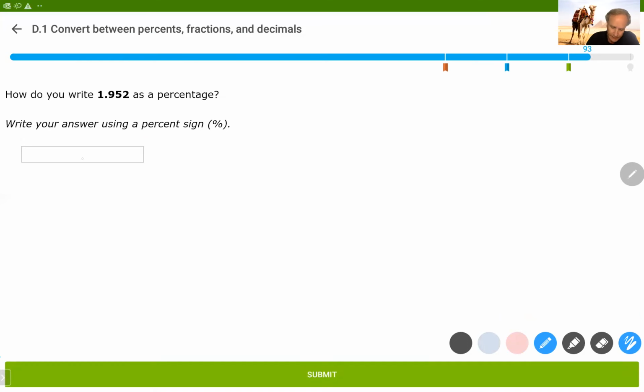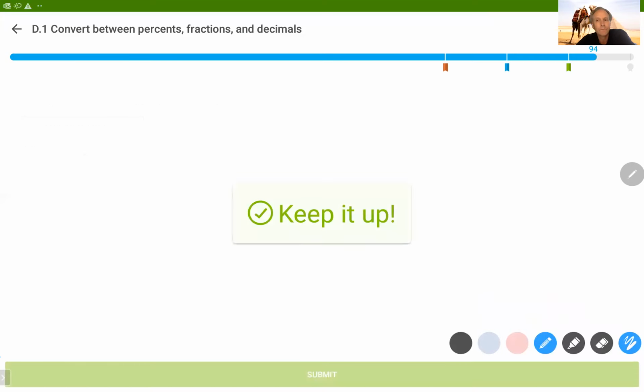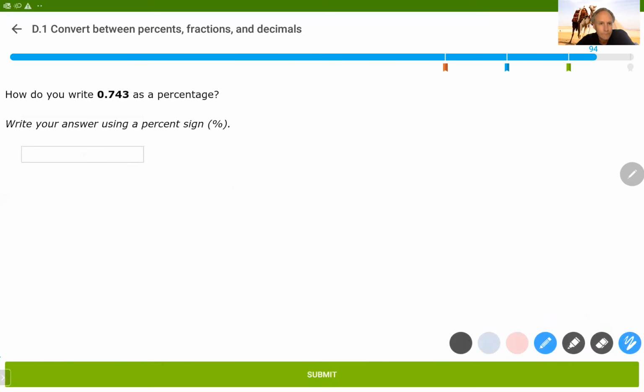Percentage is 195, 195.2. I said 0.2. There we go. Oh, almost forgot the percent sign. There it is. 74.3.